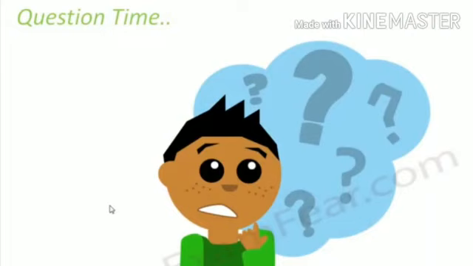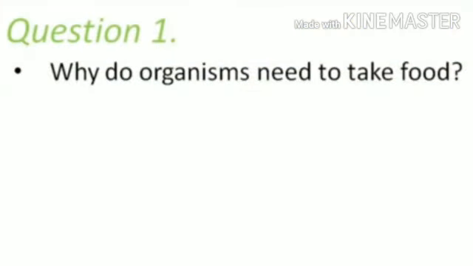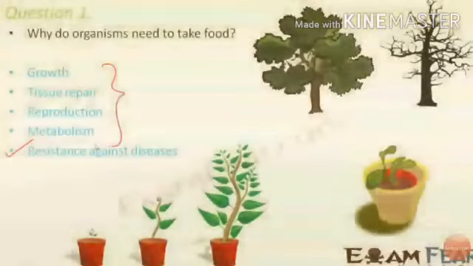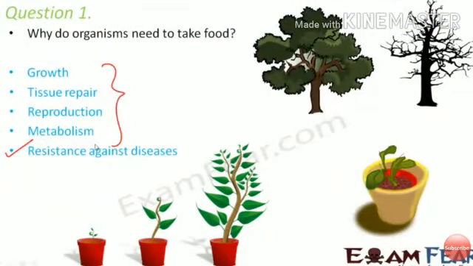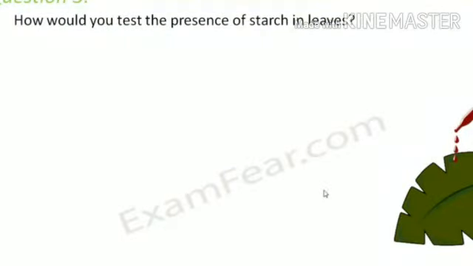And this is question time. I will ask you a question. Why do organisms need to take food? So why do all organisms need food? The answer is growth, tissue repair, reproduction, metabolism, and resistance against diseases. So these are all the reasons all living organisms need to take food. So the first one is growth, tissue repair, reproduction, and repair of cells.